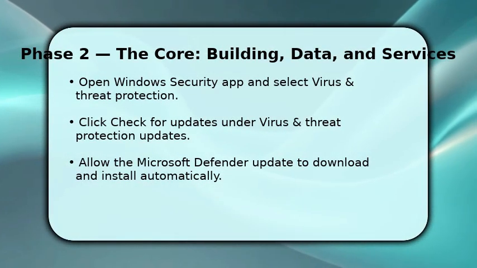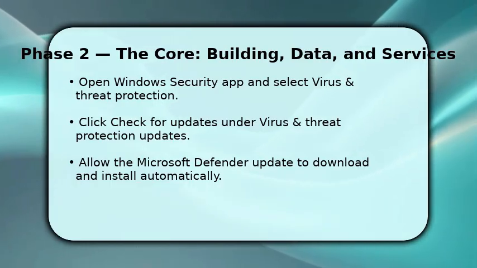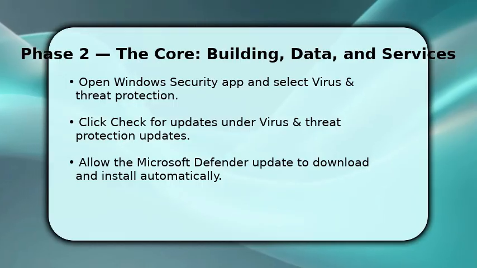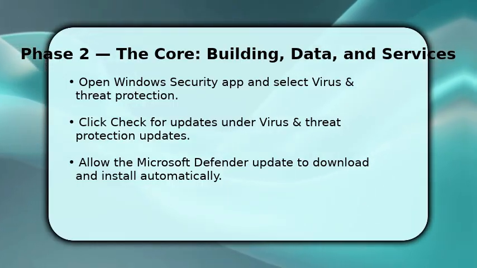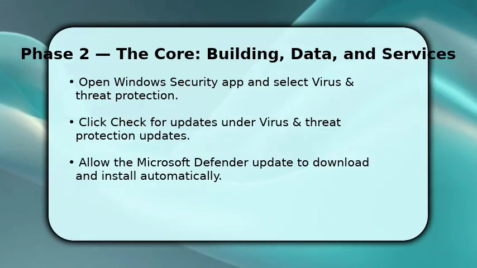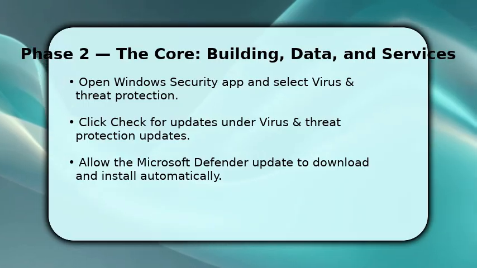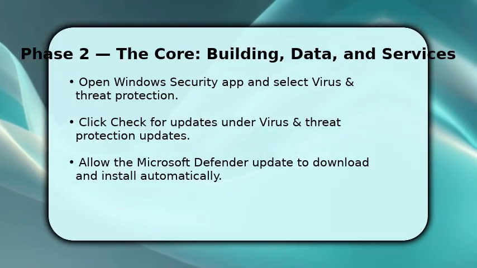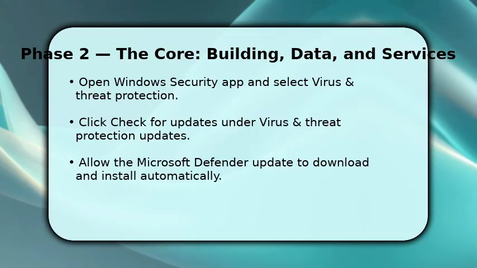You're inside Windows Security. Choose Virus and Threat Protection and scroll to Protection Updates. Once you click Check for Updates, Windows queries Microsoft for the latest threat definitions and engine updates. Let the system download and install. This uses the Microsoft Update service, so don't interrupt it.